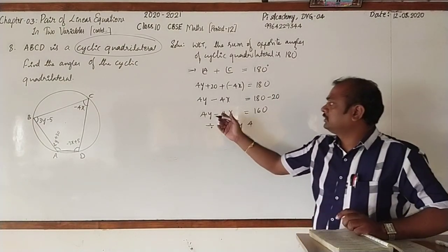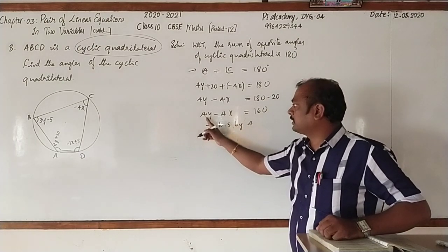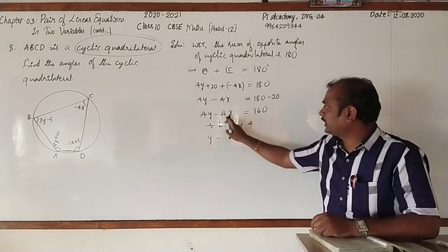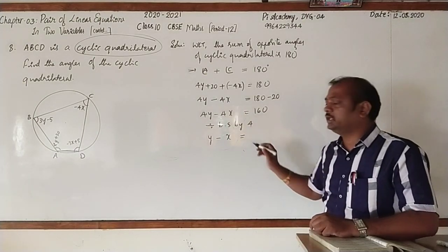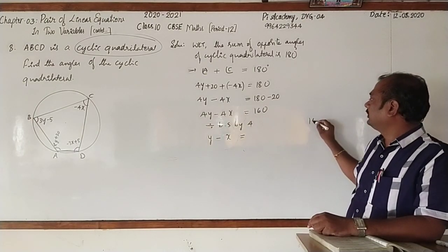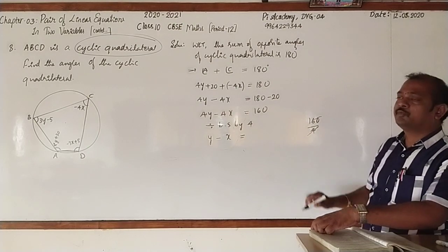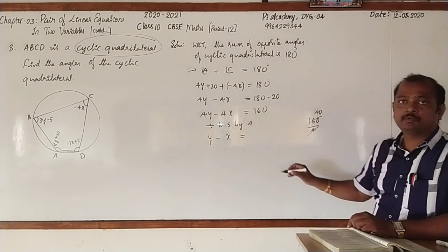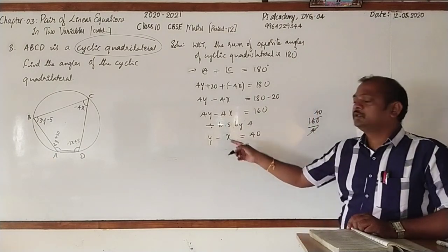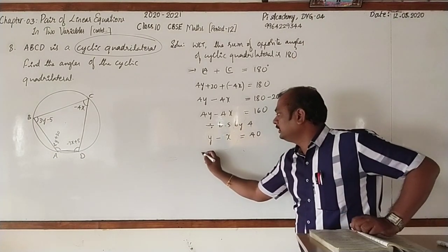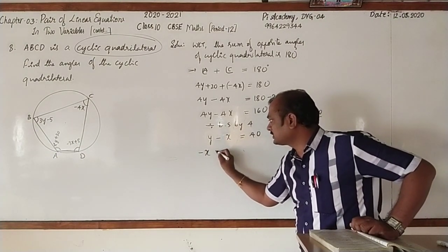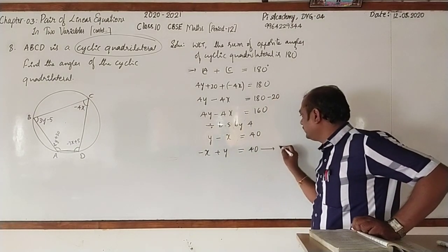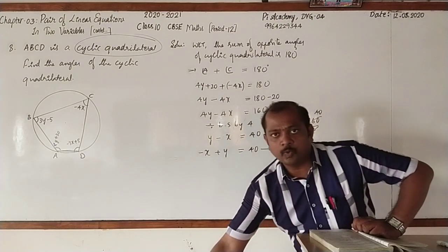Right? Then, divide the first term, 4y by 4. You will get y only. 4x by 4, x only. Then 160 by 4, how much? 4 ones are 4, 4 fours are 16 and this is 0. It will be 40. This can be rewritten in the standard form as minus x plus y is equal to 40. You may call it equation 1.